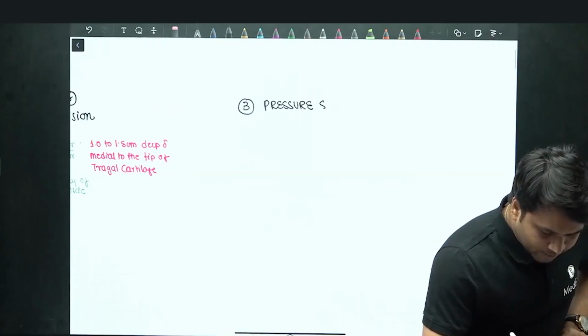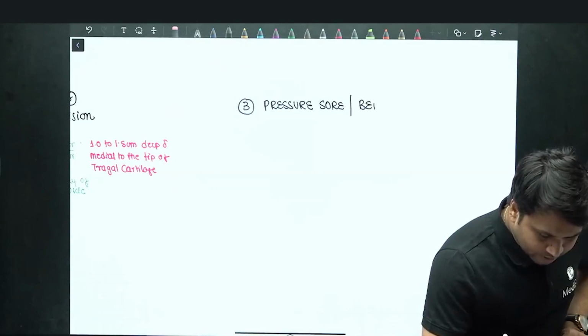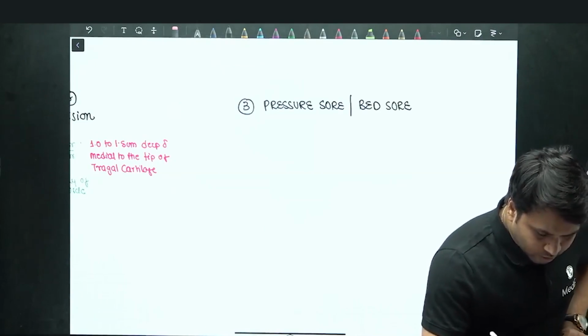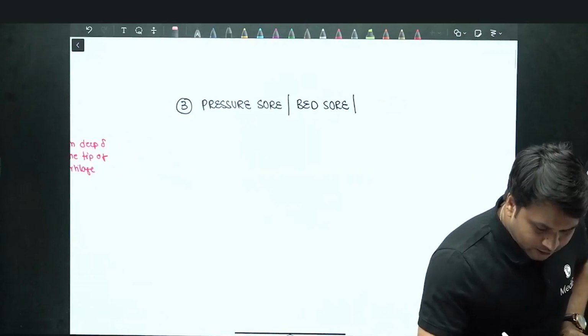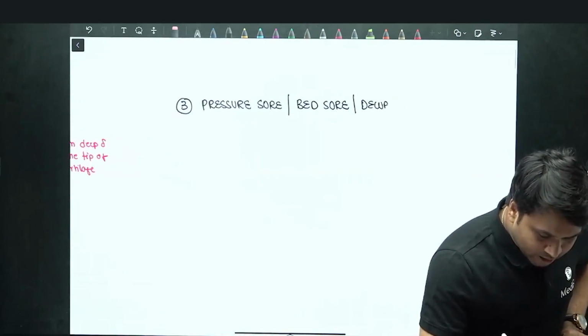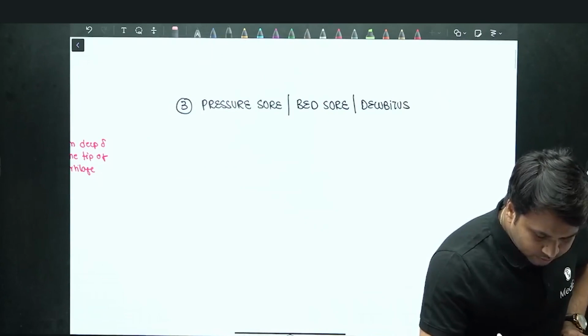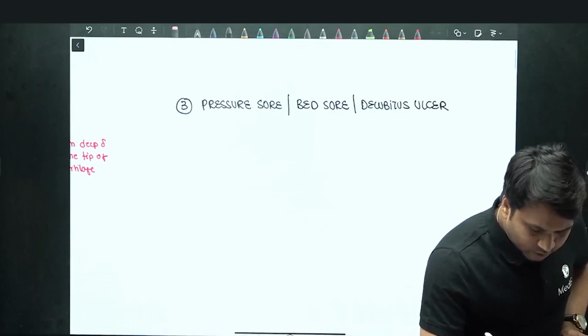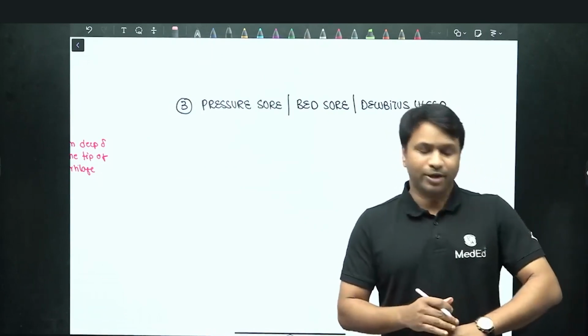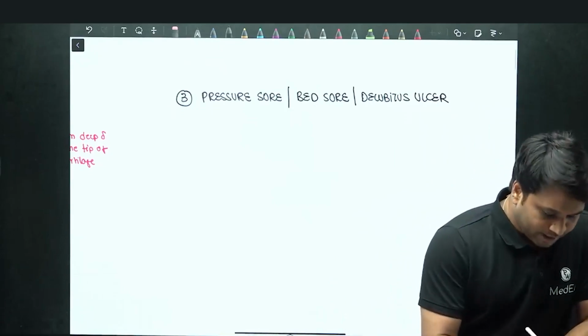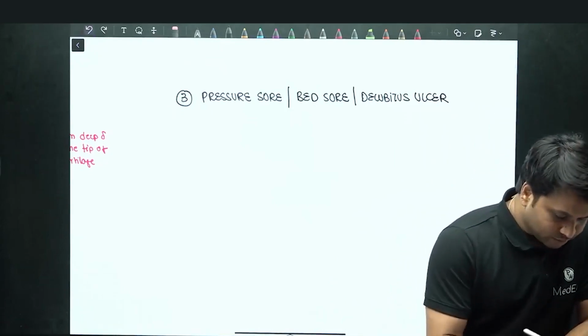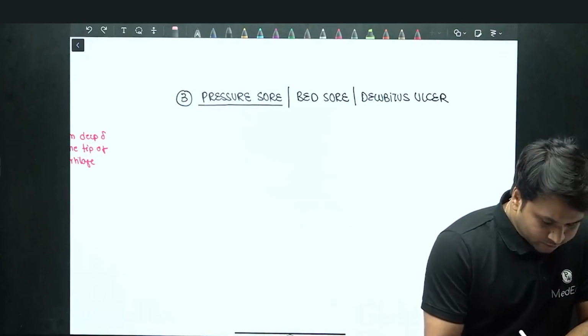We call it the pressure sore, also referred to as the bed sore, or also referred to as the decubitus ulcer.